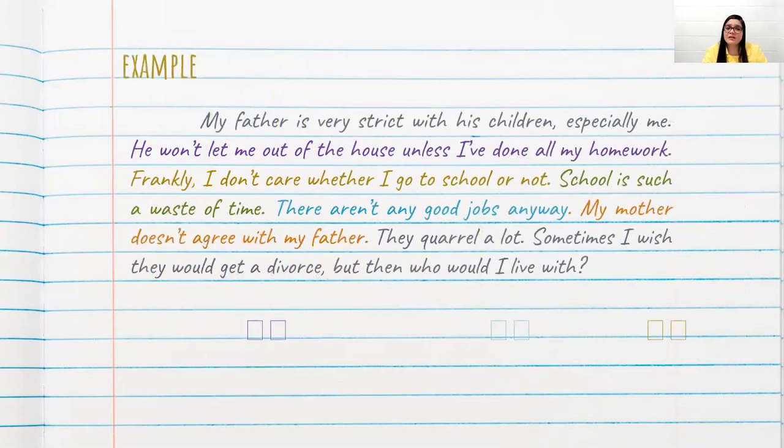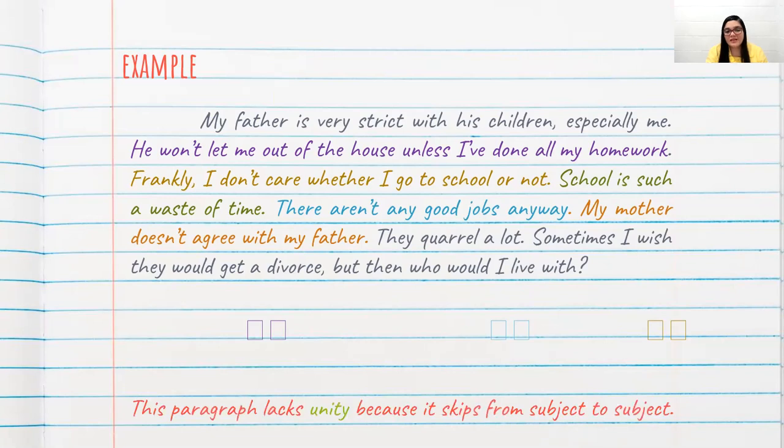Now, you see an example here that says, my father is very strict with his children, especially me. He won't let me out of the house unless I've done all my homework. Frankly, I don't care whether I go to school or not. School is such a waste of time. There aren't any good jobs anyway. My mother doesn't agree with my father. They quarrel a lot. Sometimes they wish they would get a divorce, but then who would I live with? Do you think this paragraph has unity?